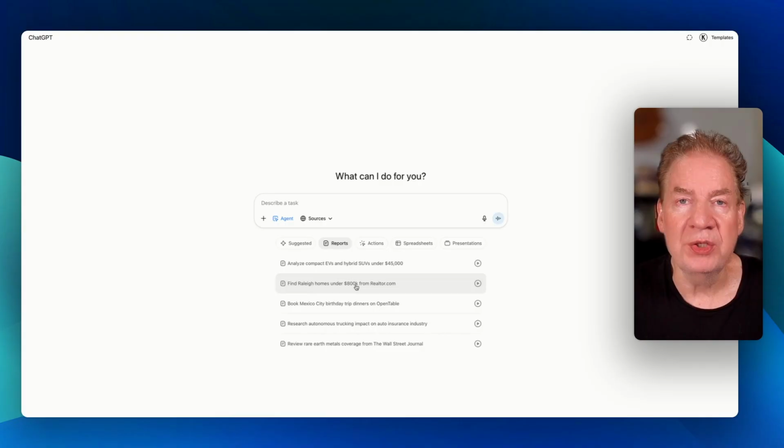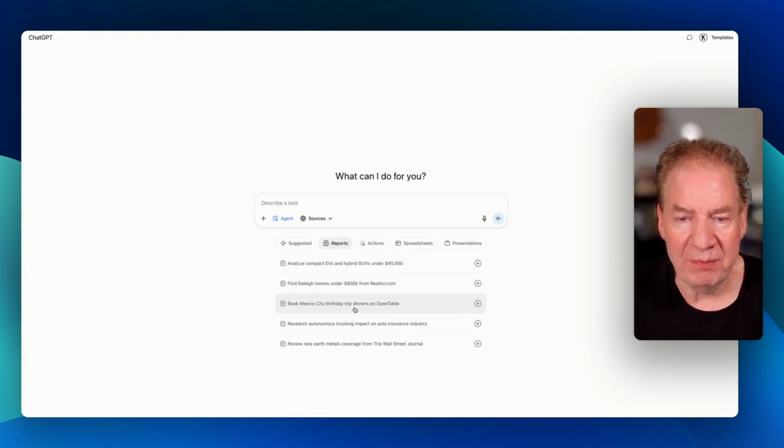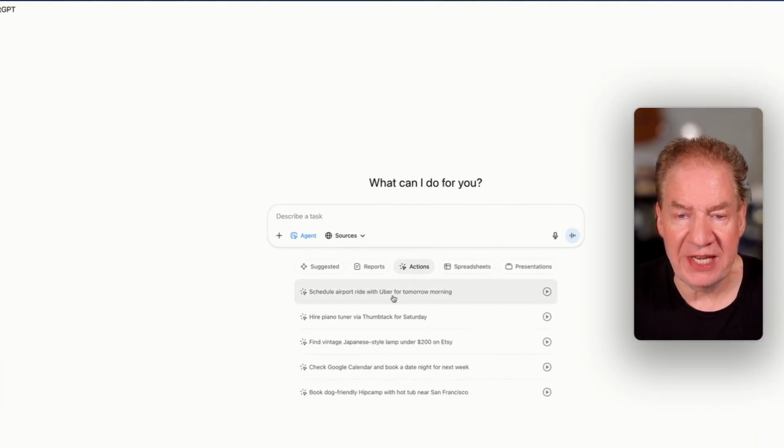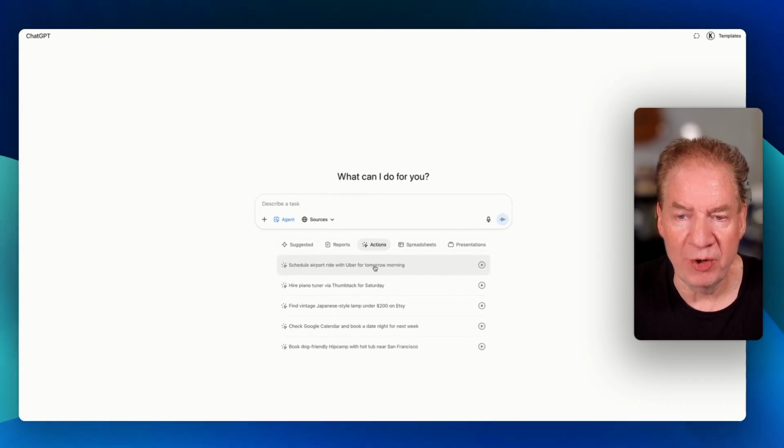How much time would you spend trying to figure this out on your own, right? Well, if you have a realtor, he or she can do all the finding for you, but you want to stay on top of this. And with ChatGPT and AI now, you can. Book Mexico birthday trips, dinners on OpenTable. Very interesting. Actions, we have actions. Schedule airport ride with Uber for tomorrow morning.